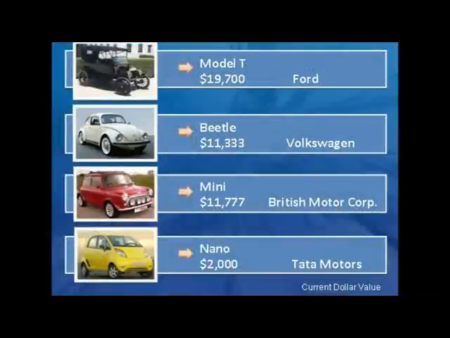If you see Ford, for example, Model T was $20,000. Beetle was $11,000. And this is current dollar value, so it has been adjusted, by the way. Okay? Mini was around $11,000. And Nano was $2,000. Okay? $20,000 to $2,000. Now, how did that happen?